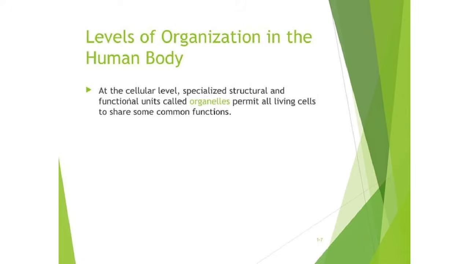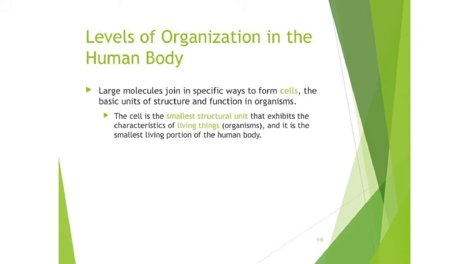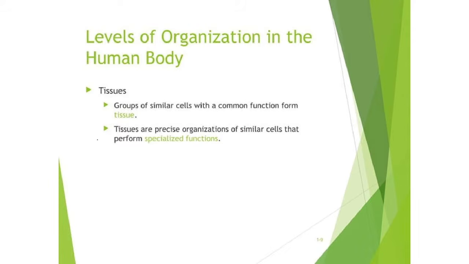Then in the cellular level, specialized structural and functional units called organelles permit all living organisms to share some common functions. Large molecules join in a specific way to form cells. The cell is the smallest structural unit that exhibits characteristics of living things. It's the smallest living portion of the human body. Next, similar cells have a common function and combine to form tissue. Tissues are precise organizations of similar cells that perform a specialized function, that is known as tissues.